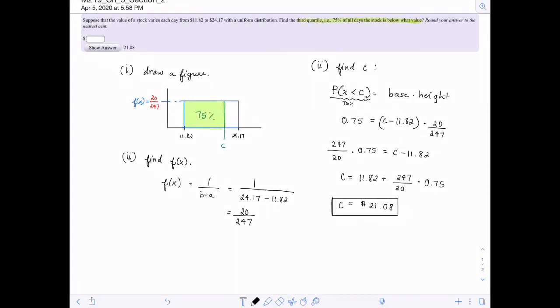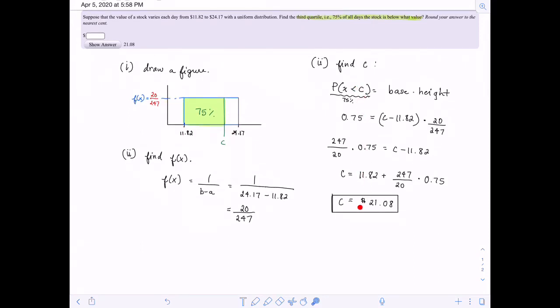I encourage you to draw a figure first and actually translate what they're asking into the figure. Because I think after drawing this, it's simple to see what you're looking for. And sometimes you're looking for C, the right endpoint, and sometimes you're looking at a left endpoint. But drawing it will help you identify which value it is.